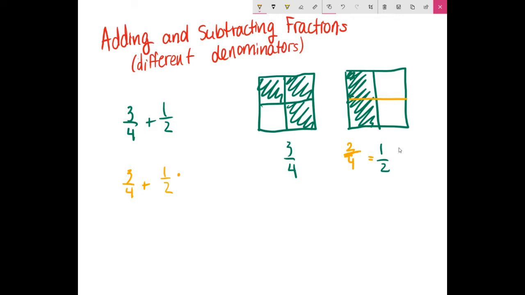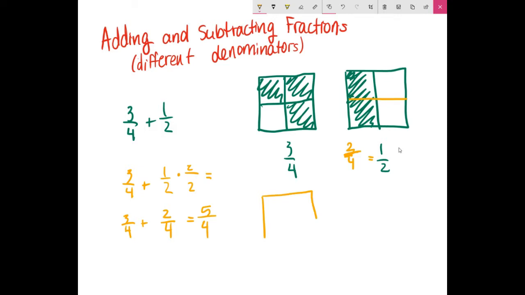How do we get 2/4? Well, we multiply by 2 in the numerator and 2 in the denominator, and we get 3/4 plus 2 times 1 is 2, and 2 times 2 is 4. Now we can add them. 3 plus 2 is 5 out of 4. 5/4. Now you might be wondering, that's an interesting fraction.